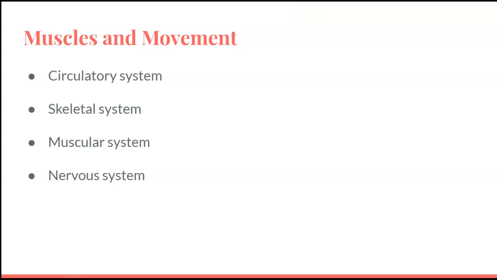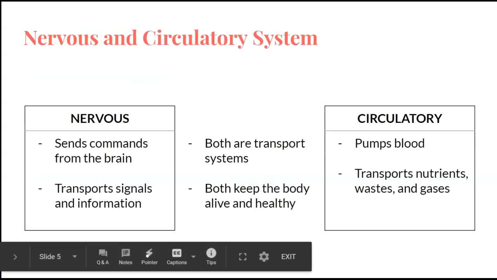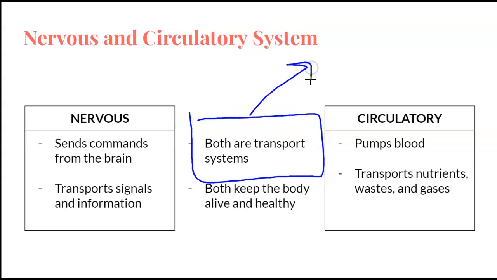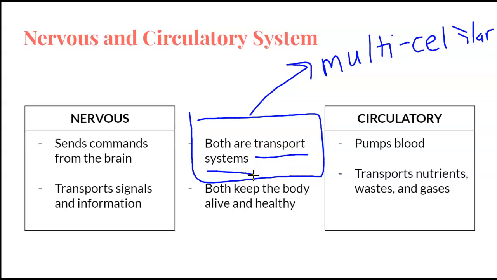All right, let's take a closer look at two of them, which is the nervous and circulatory system. So we know what they do because we've already talked about that, but something that we've not highlighted that I want us to make sure that we highlight is that both are transport systems. Remember, this is a review from our cells, and we remember that multicellular organisms have those specialized cells and that they always have transport systems. Why do they have those transport systems? Because all of the cells within that multicellular organism need to have stuff such as nutrients, wastes, gases, all that sort of thing. So both are transport systems.